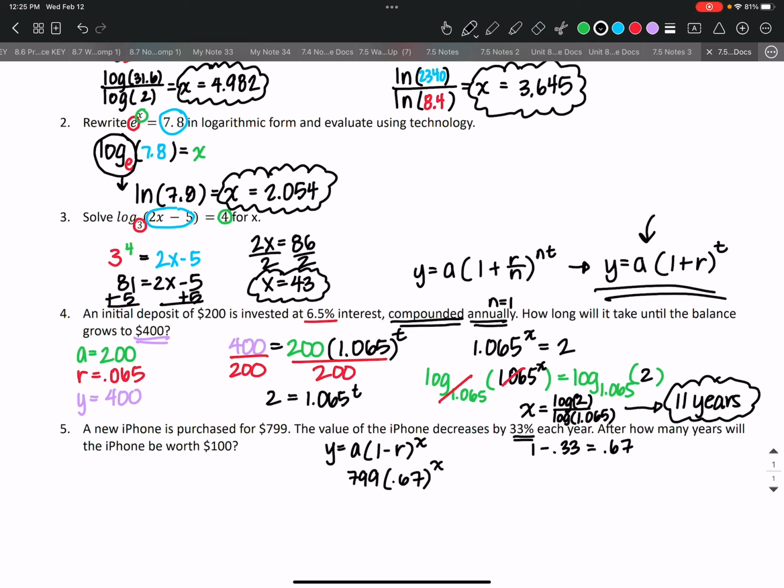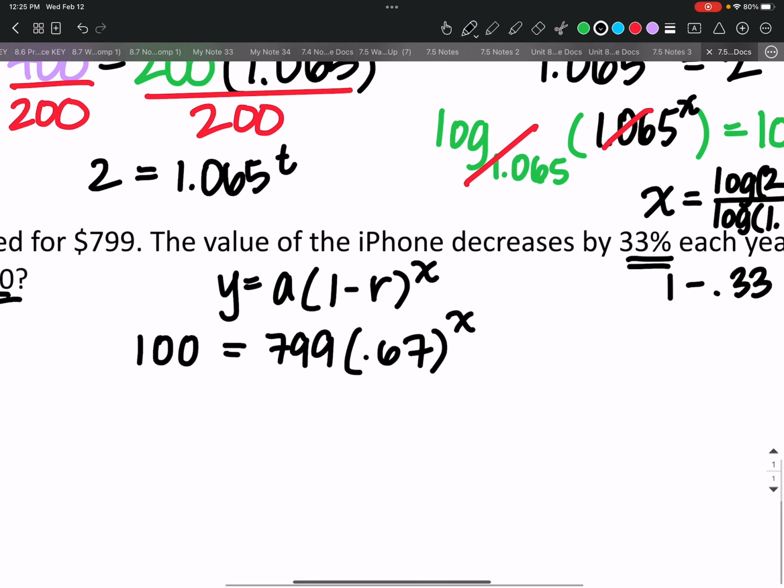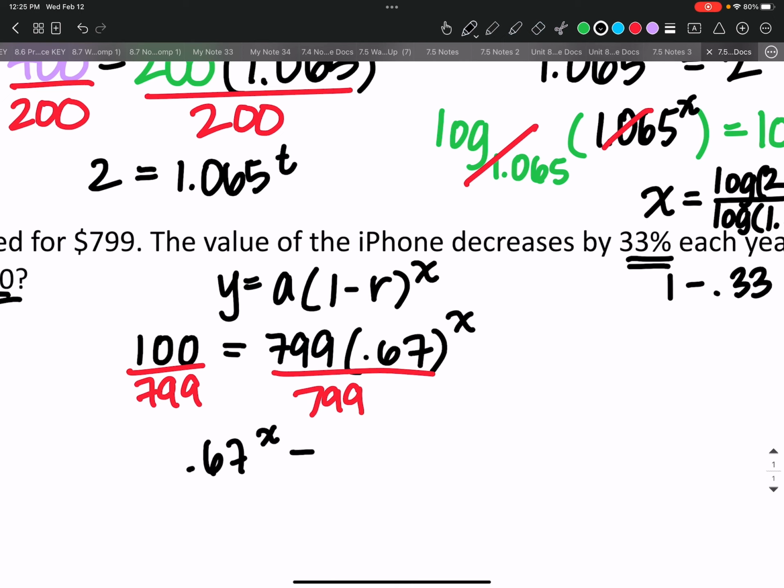I don't know what the exponent is, but I do know that the final cost, or what it's worth, will be $100, and that's the y. My unknown is the exponent, which means I'm gonna have to use a logarithm to solve this problem. The first thing I'm gonna do is divide everything by 799, and I'll get 0.67 to the x power is equal to 0.125 rounded.